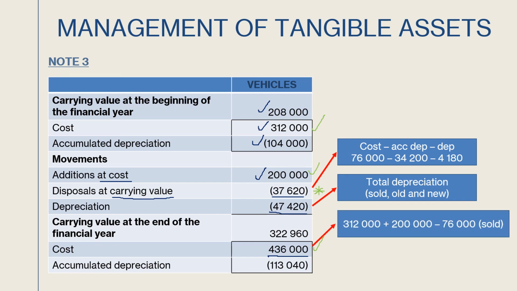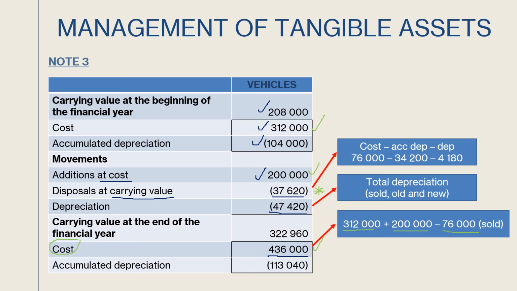Okay, so the 312,000 was the cost price at the beginning of the year. The 200,000 was the additions during the year. And the 76,000, remember, we can't minus the carrying value. We are calculating cost price. Okay, we are looking for cost price, not carrying value. So we have to minus the cost price of the vehicle that we had sold. And that is going to give me this amount.